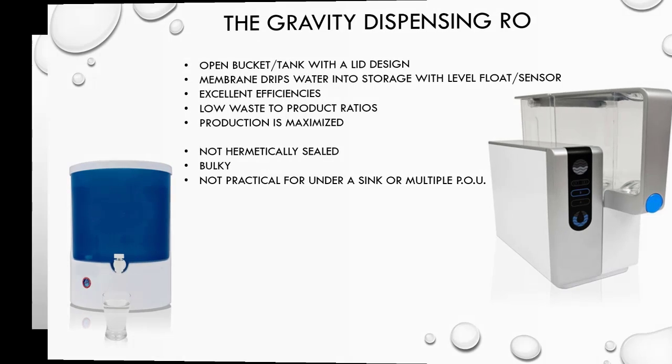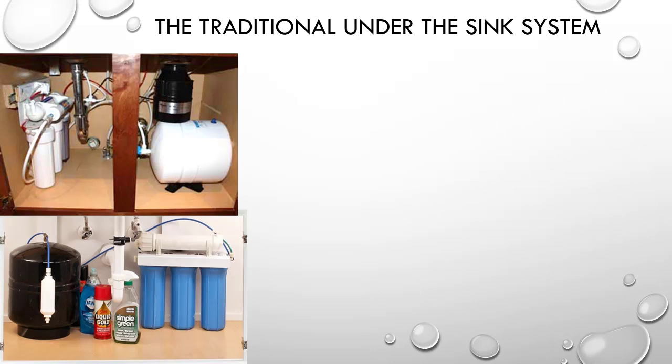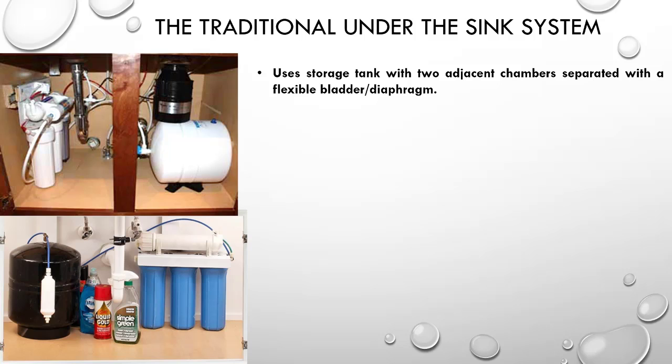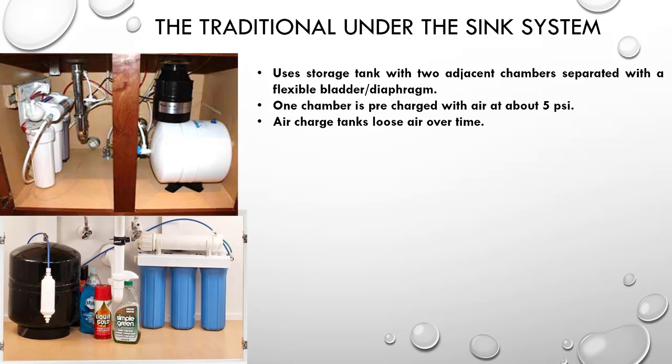The traditional under-the-sink RO system is likely familiar to most of you viewing. You can see images of 5-stage under-the-sink systems using air captive storage tanks. The air cell in these tanks is pre-charged with 5 to 8 pounds of air, psi of air, and this air amount is important, as too much air will impact the operation of the system and also take up valuable storage space in the tank. Too little, and you will have little to no water pressure in the tank. Another point to consider is that air cells do lose air over time and need to be recharged.